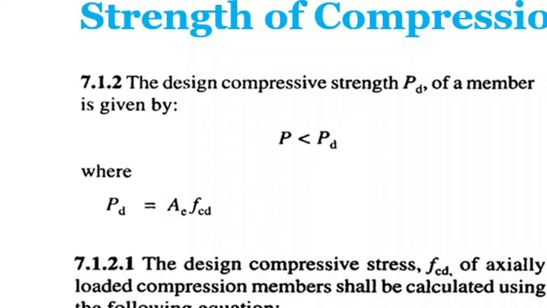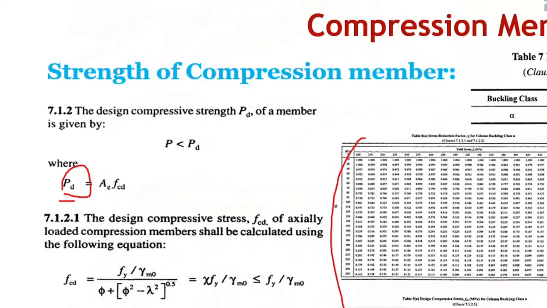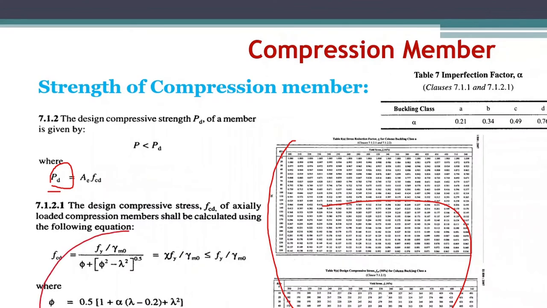So you use both the methods. Use the formula to calculate the design compressive strength, and also use the table to calculate its design compressive strength. Whichever method you feel is easy, you can follow that. So either you can use the table or you can use the equations.